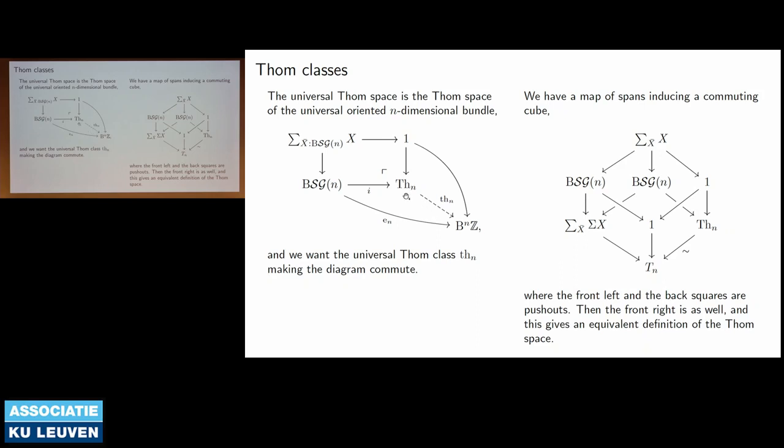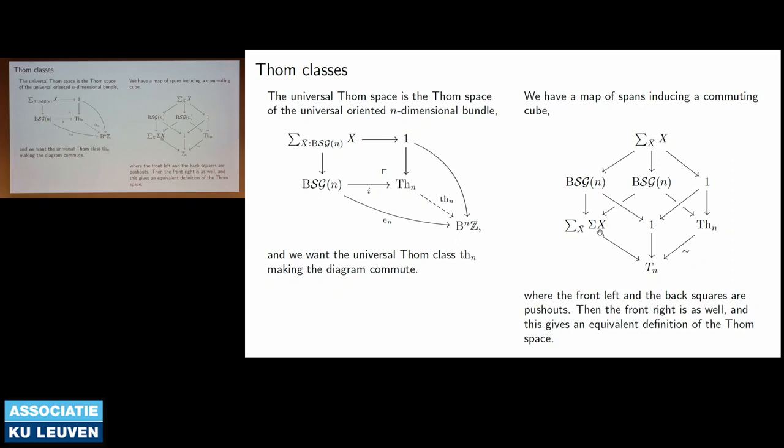We also want to compare it with Guillaume's definition. So Guillaume does the following. There's a map of spans illustrated in this cube. The back right square is the defining push-out square for the universal Thom space. And we can take this span instead, where the back left square is the sum of the defining push-out squares for the suspensions. So there are two different sigmas here. The sum over the x bars, and then the suspension of the sphere.